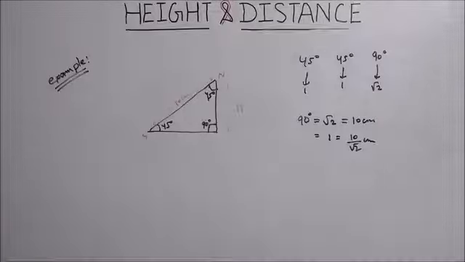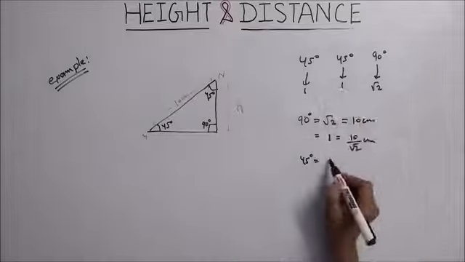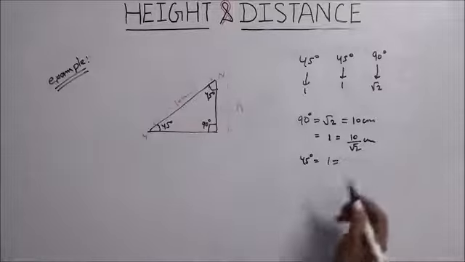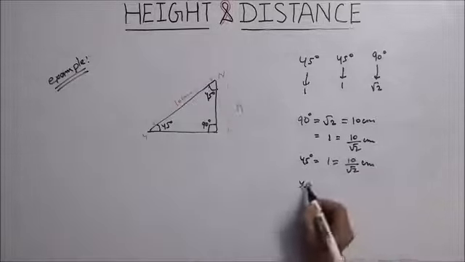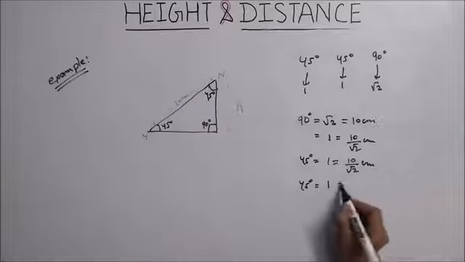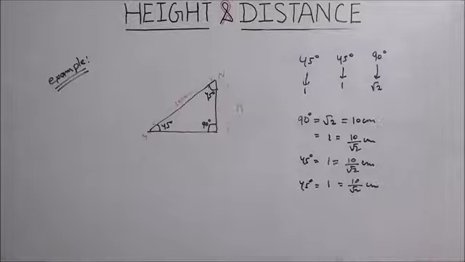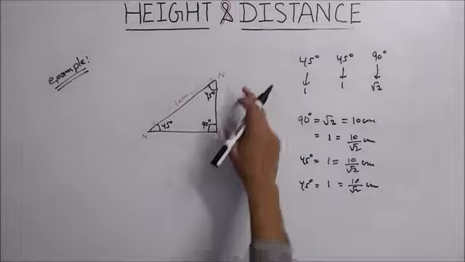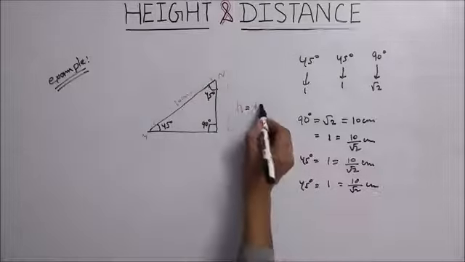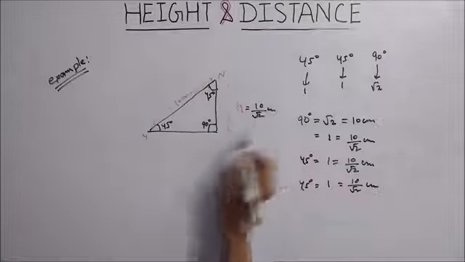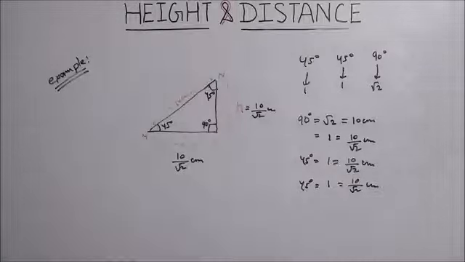So if you're talking about the 45 degree angle, what is the value of 45? That is 1, and we already calculated the value of 1 is equal to 10 root 2 centimeter. Similarly for this other 45, 1 is equal to 10 by under root 2 centimeter. So if we have to calculate the height, we can directly say the height will be 10 by root 2 centimeter, and this distance is equal to 10 by under root 2 centimeter.